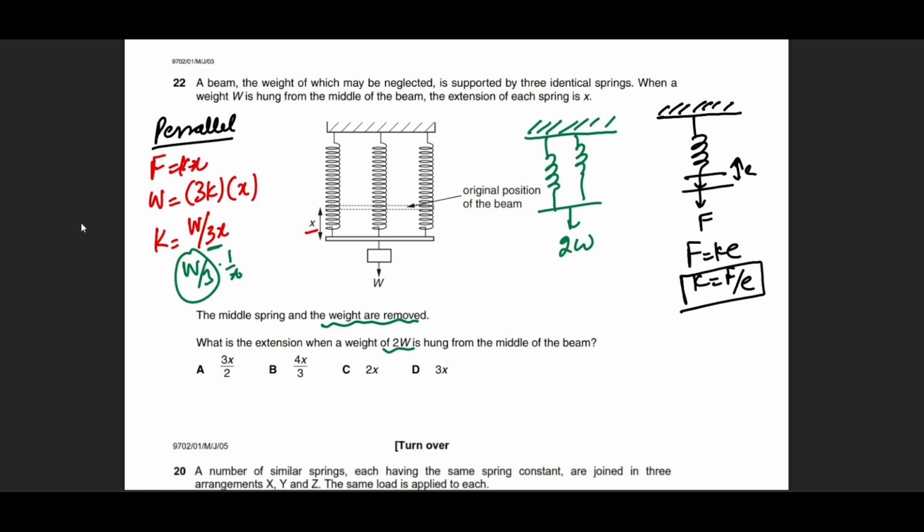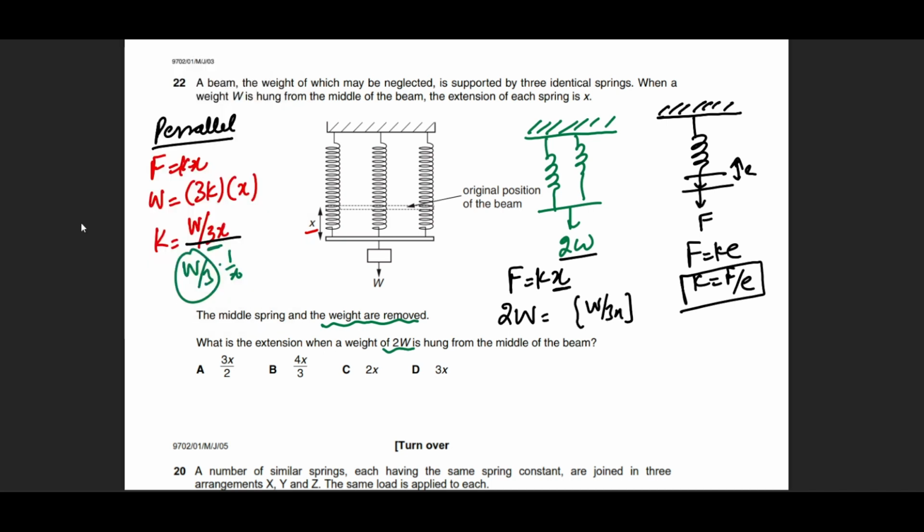So the new situation will be F equals Kx, right? This is what we want to find out. Let's keep it that way. Force has now been increased to 2W. So let's replace 2W. K on the original spring was W by 3X. Okay, so let's replace W by 3X.